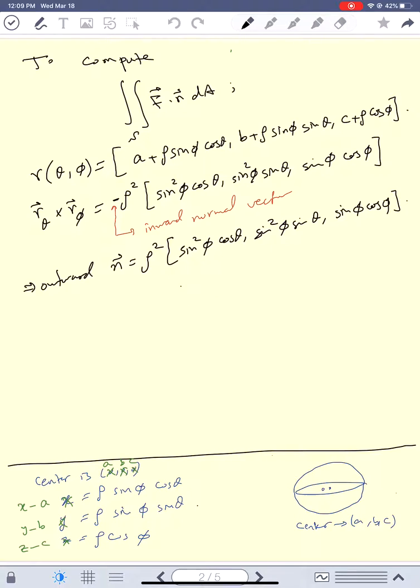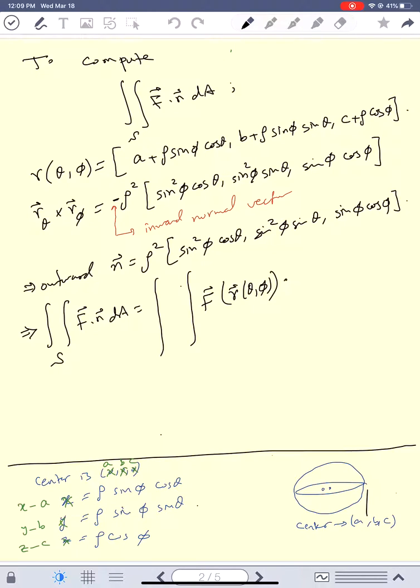Now once we have the parameterization and the normal vector, we are ready to compute the surface integral. So now the surface integral of f dot n dA, what is it? It is the double integral. This is how we compute the surface integral. You take f of the parameterization, dot the normal vector, d theta d phi. Of course, because you are dealing with a sphere, phi is from 0 to pi and theta is from 0 to 2 pi. Okay, so this is what we have.